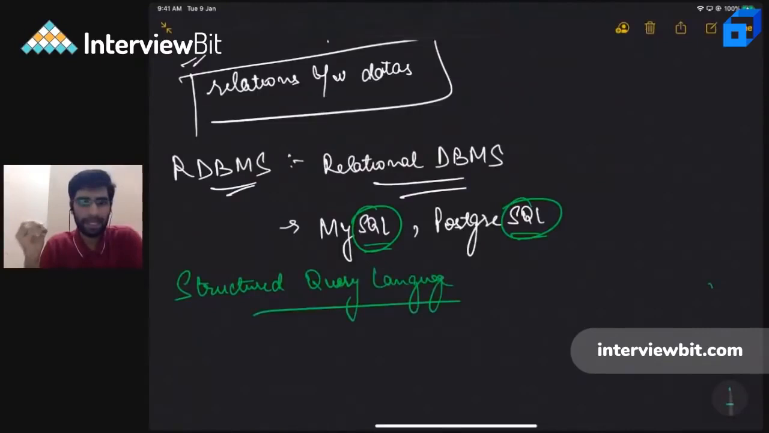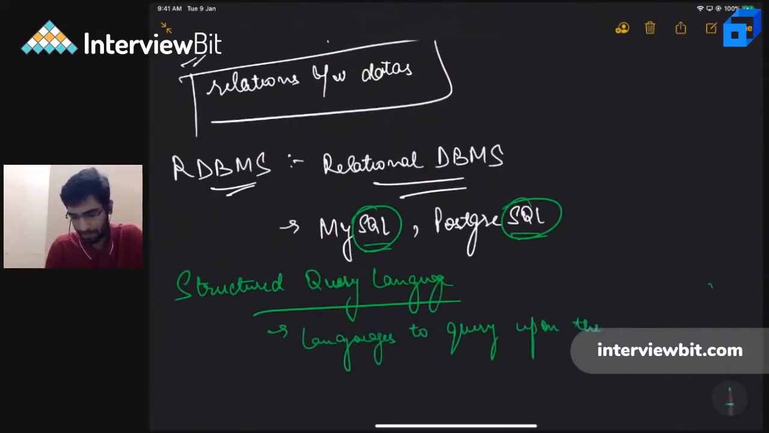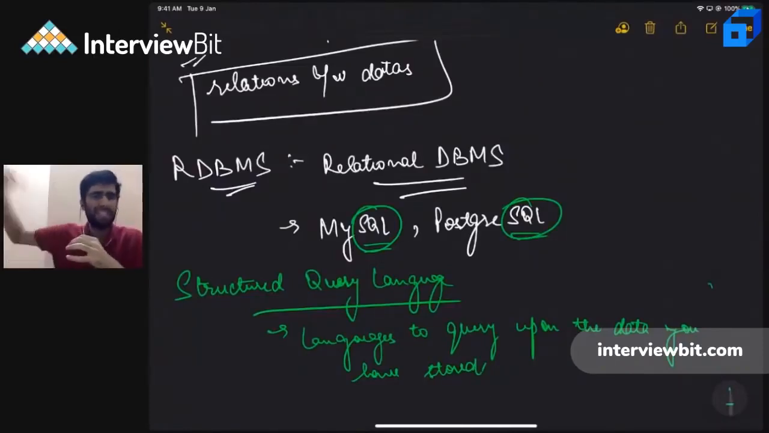This can be considered a default language, or, it's not actually default, but it's one of the most popular languages to query upon the data that you have stored. Because as we recalled earlier, whatever data you have stored also needs to be fetched, right? If data is just stored, it's of no importance to us. It's just increasing your storage. It might be relevant in the future, but at one time we do need to access it, and that is why we are storing it.